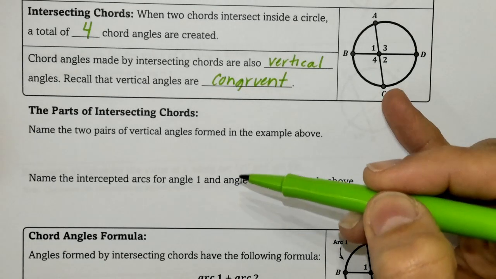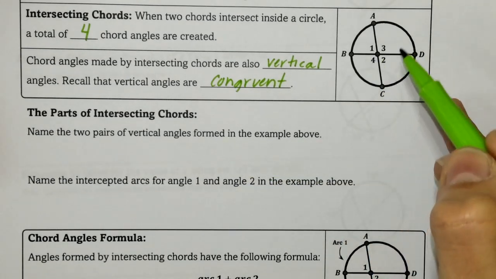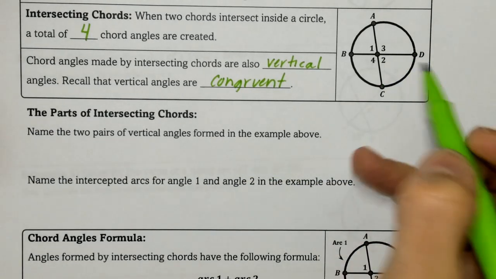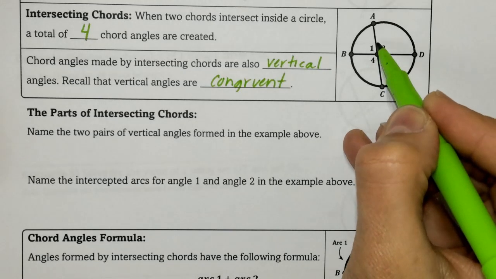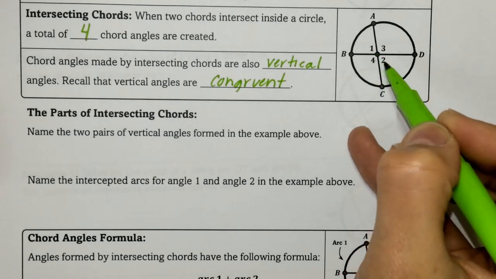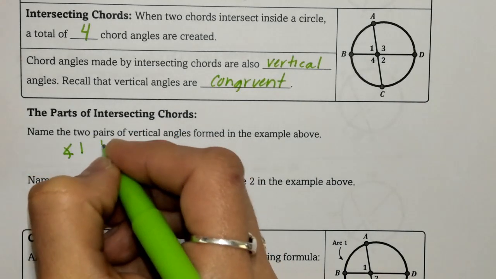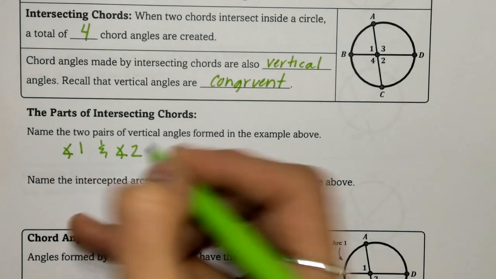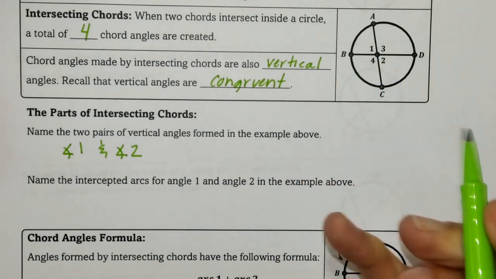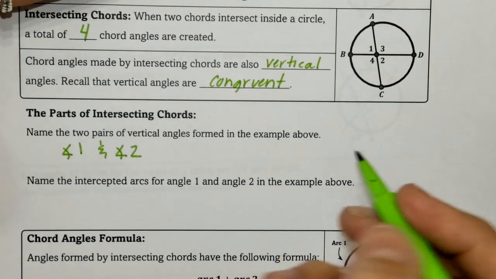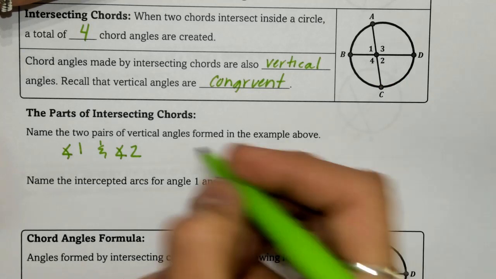We're going to name 2 pairs of vertical angles. So here we have angles 1, 2, 3, and 4. Vertical angles, we need to remember, only join at the vertex, so they're going to be across the vertex from each other. Here one pair is going to be angle 1 and angle 2, and then the other pair are going to be angle 3 and 4.